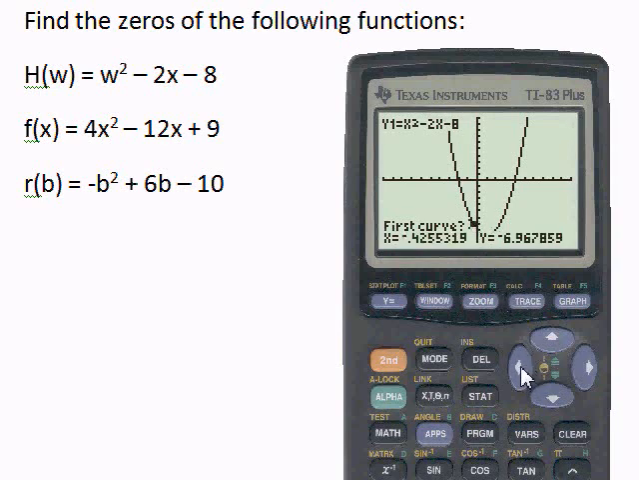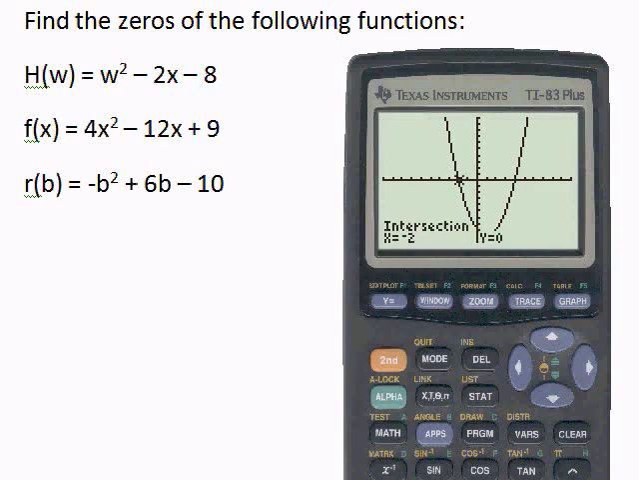I'm going to hold down the left arrow key until I get close to the intersection I'm trying to find. I'm trying to find out where it intersects y equals 0, or where it hits the x-axis right here. And I'm fairly close, so I'm going to press enter, enter, and enter again. And you get your first intersection.